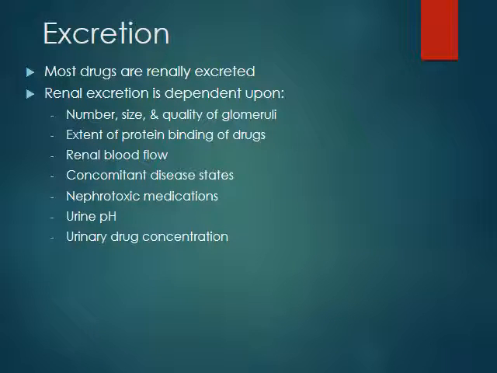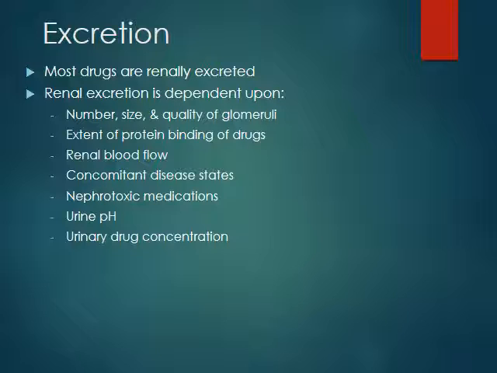So as far as excretion goes, we know that most drugs are going to be renally excreted, and so the excretion is going to be dependent on lots of different factors, but some of the big ones we're going to look at include the number, size, and quality of the glomeruli, which are obviously going to be fairly immature at birth, especially if you have a preterm neonate. How extensive the protein binding of the drugs is. So the more highly protein bound it is, the less likely it is to be eliminated through the kidneys.